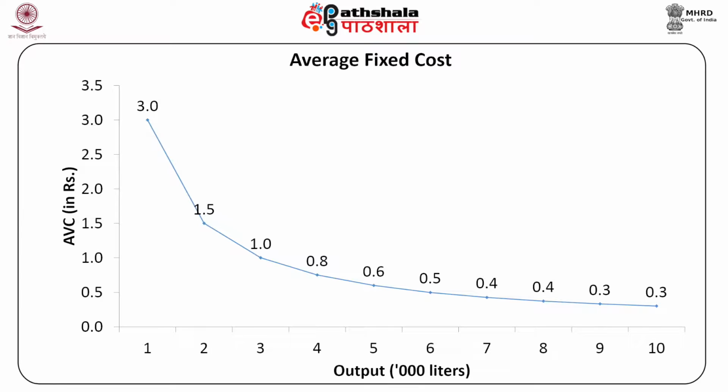As output increases, average fixed cost declines throughout. This has been shown in figure 2. The reason behind the inverse relation between the AFC and output is that fixed cost always remains constant in the short run and does not change with the level of production. So, if the output increases, the ratio of TFC to output will decline.